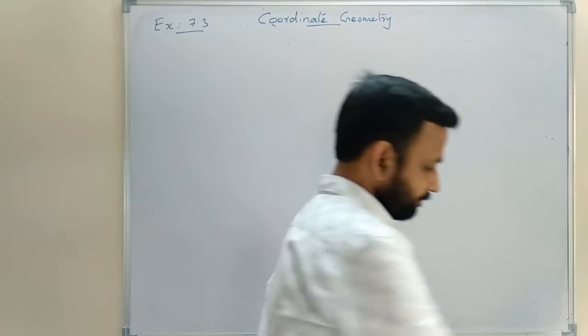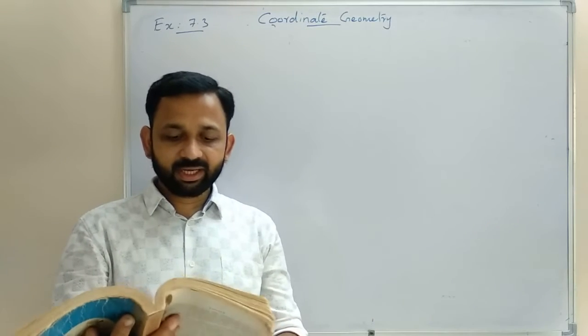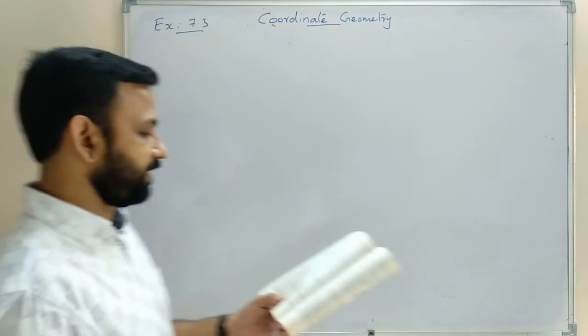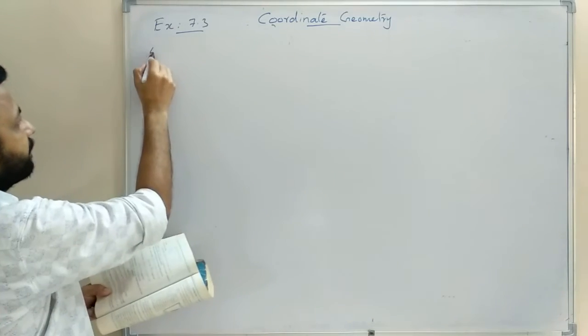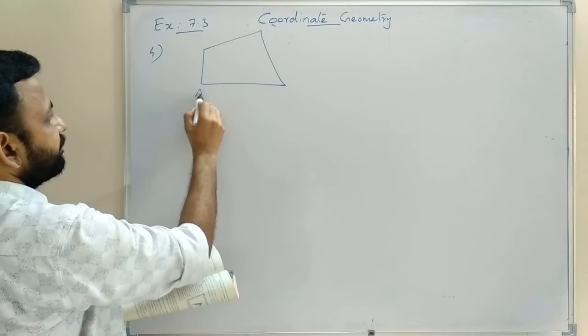Question number 4. Find the area of the quadrilateral whose vertices are given. We need to find the area of the quadrilateral, the fourth one. So we can draw a rough figure of the quadrilateral.